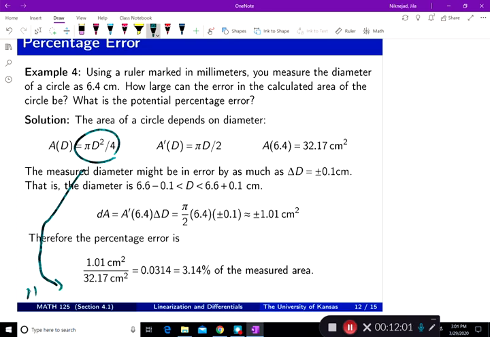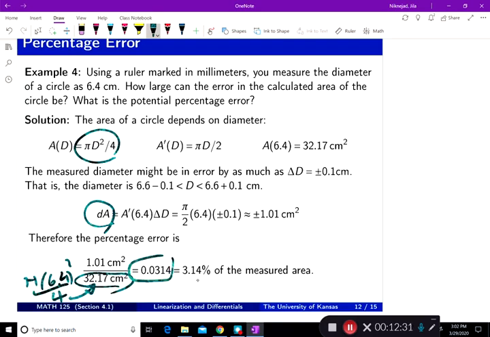So pi times 6.4 to the power 2 divided by 4 will give you this value. And so you divide the error that you found using dA by the value you found by plugging the measurement into the function, and you get this value. Write that as a percentage, and that gives you the percentage error that you need.